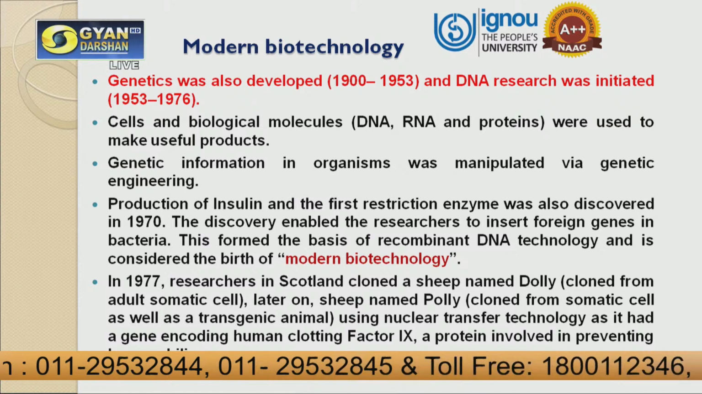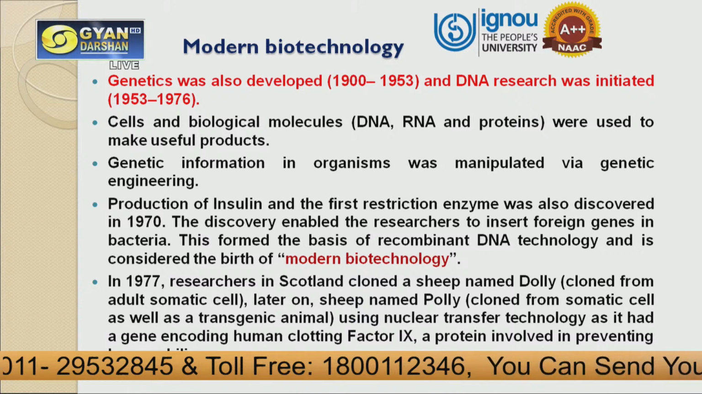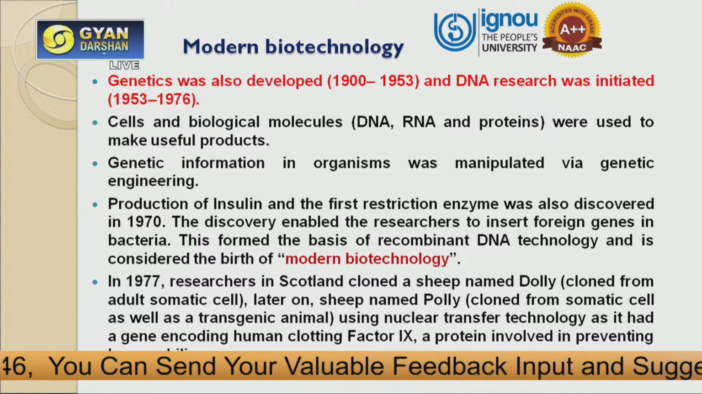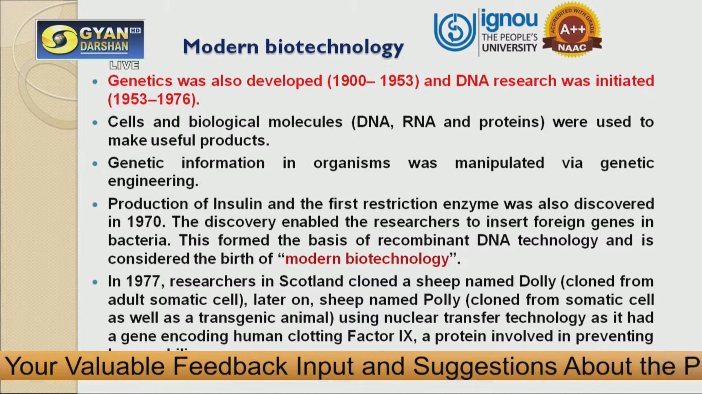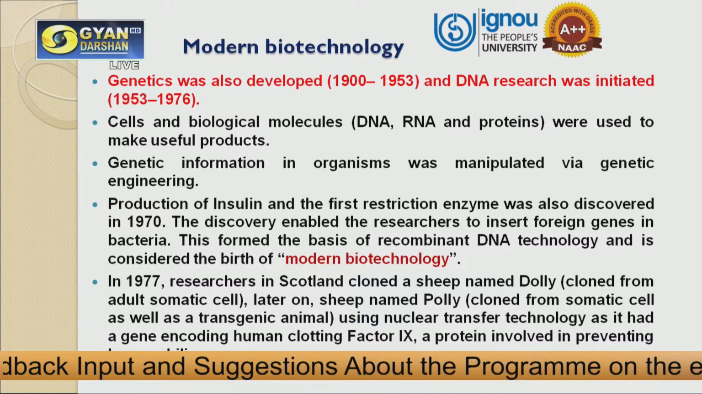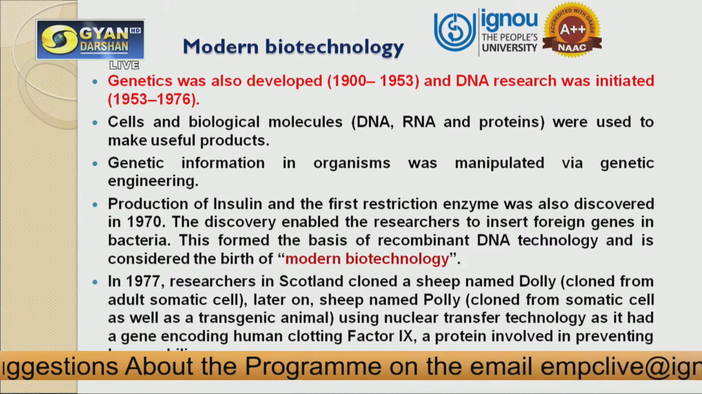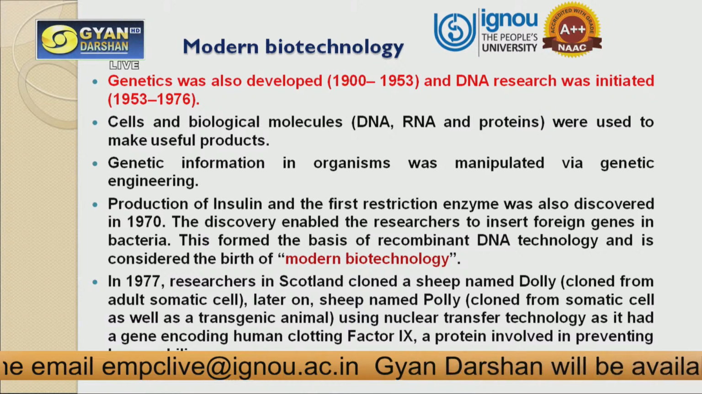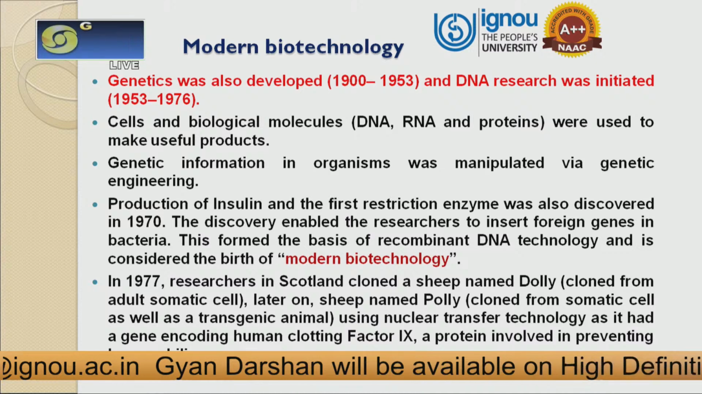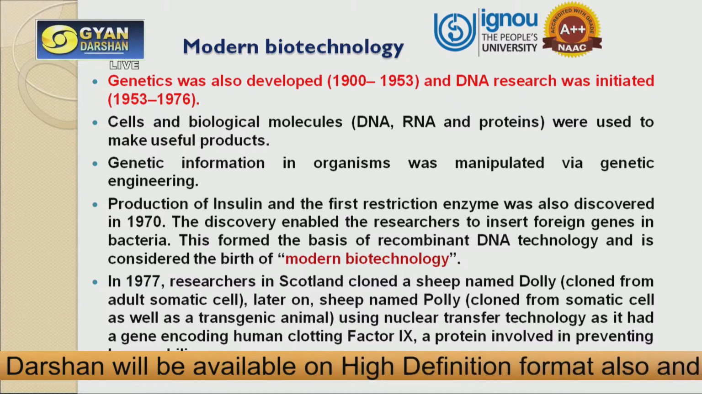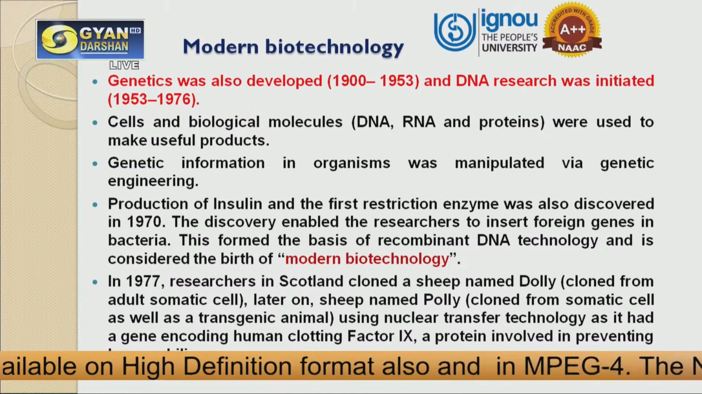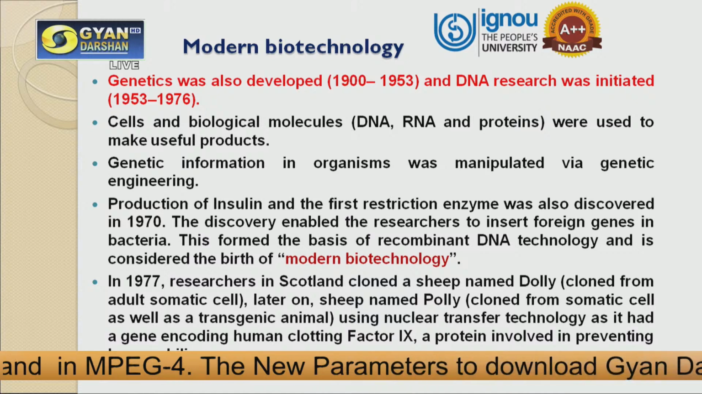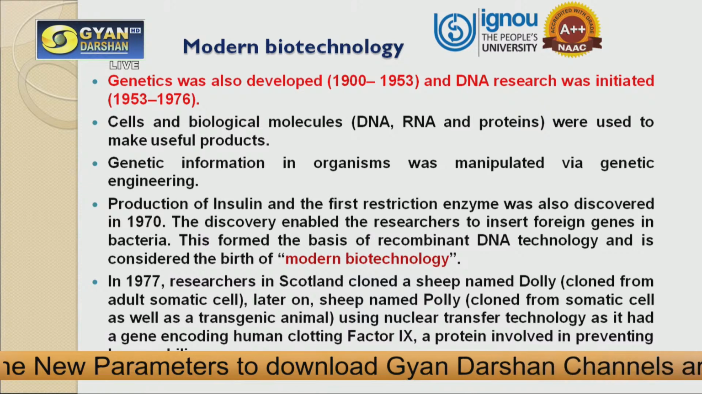In 1977, in Scotland, a sheep named Dolly, a well-known example, many of you must know this name, was cloned using an adult somatic cell. And later on, another sheep named Polly was also cloned from a somatic cell, but this one had an additional gene and hence was called a transgenic animal. This gene was transferred using nuclear transfer technology, as it encoded human clotting factor 9, which is a protein involved in preventing hemophilia.